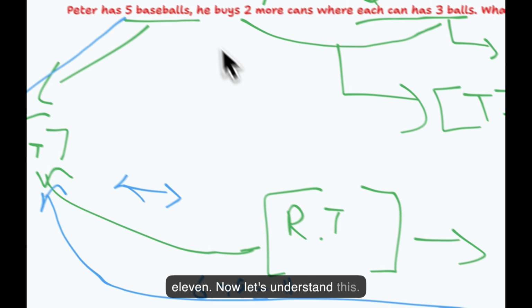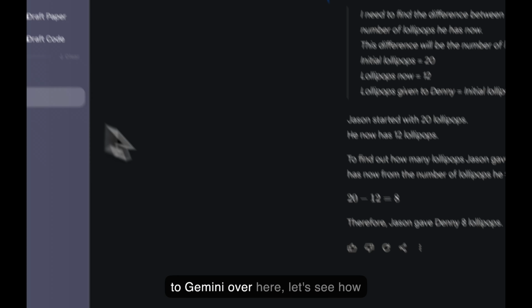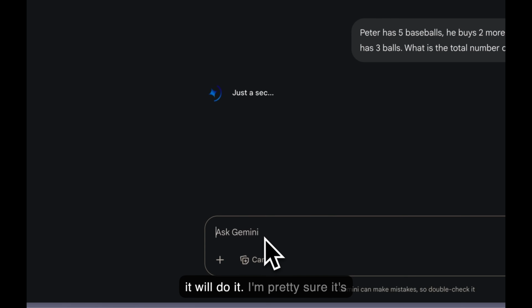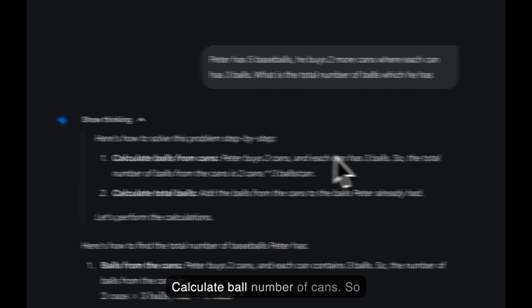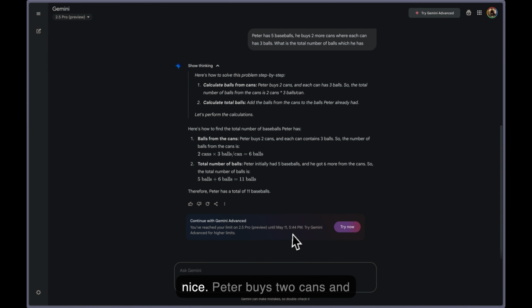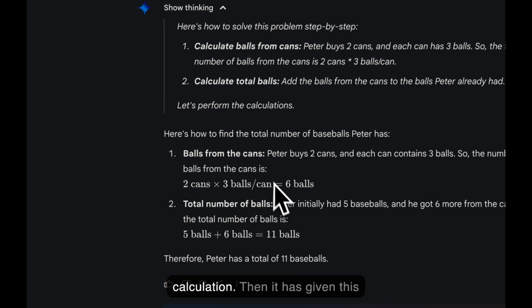Now let's understand this. If we just give the same question to Gemini over here, let's see how it will do it. I'm pretty sure it's going to do it the same way. Calculate ball number of cans. Oh, nice. Peter buys 2 cans and each can has 3 balls. So the total number of balls from the 2 cans is 2 into 3 balls per can. And then it is calculating that. Let's perform the calculation. Then it has given this 6 balls. Then it has given the final answer.